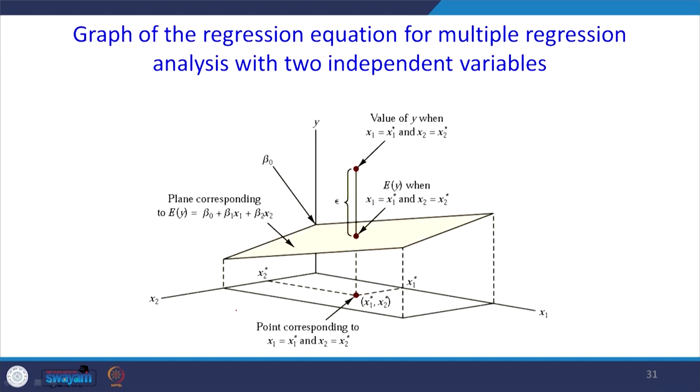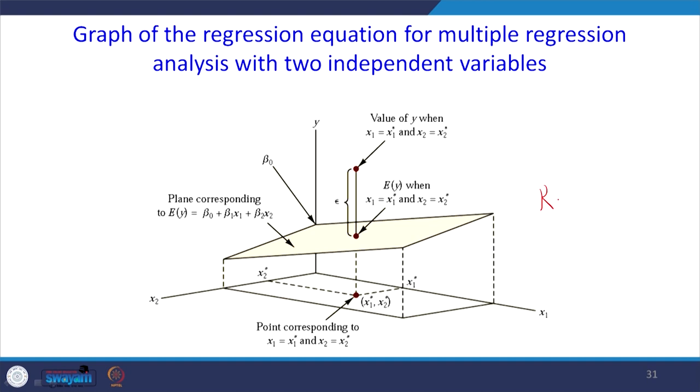Now, look at this: the graph of a regression equation for multiple regression analysis with two independent variables. x1 is one independent variable, x2 is another independent variable. See, this is the mean value of x1, this is the mean value of x2. You see, this is a plane. So the multiple regression equation is explained with the help of a surface. Otherwise, this is called a response surface model. It is a plane. Now the equation is not a line, it is a plane.